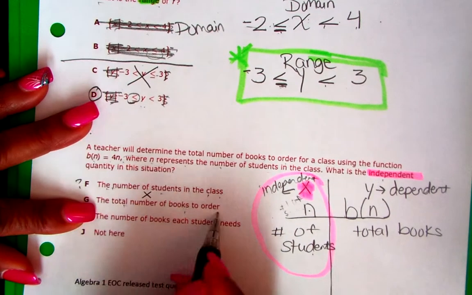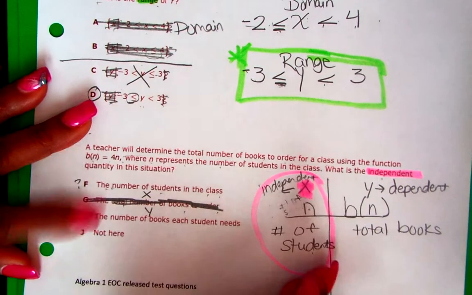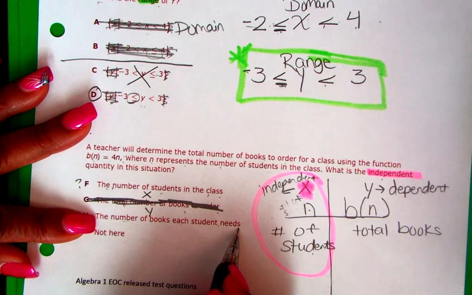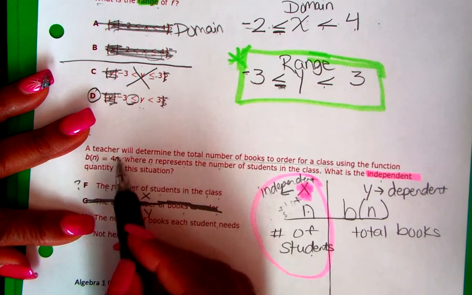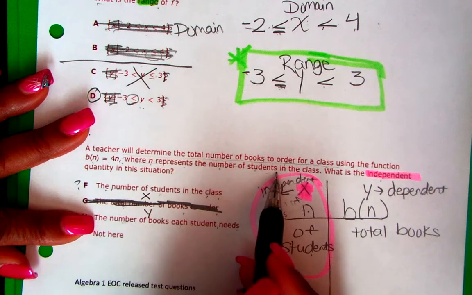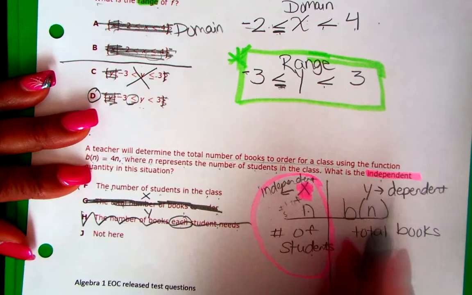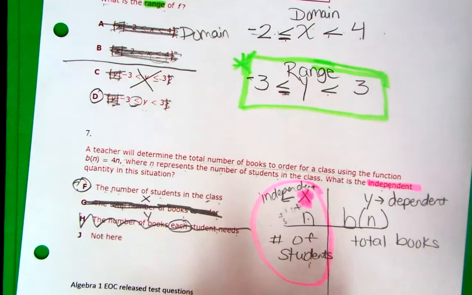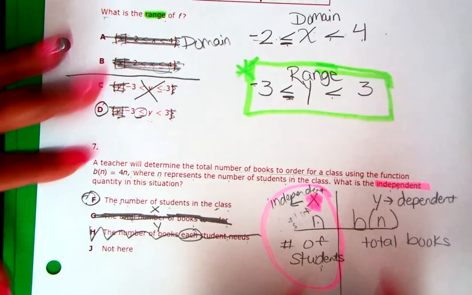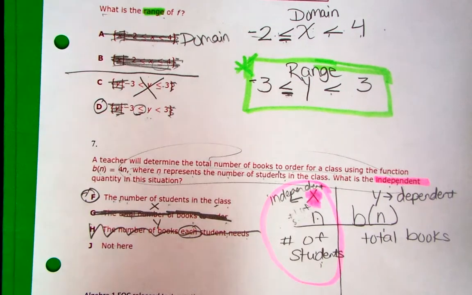The total number of books. That's Y. That's dependent. They're trying to trick me. The number of books each student needs. Did they say anything about each student? The teacher will determine the number of books to order for a class using the function, where n represents the number of students. They didn't say each student. It confused me. So here, independent, number of students in the class. F is my answer. You see, I wrote down the information. I took information from here and put it in the table so that I can understand what I'm looking at, or what they gave me.